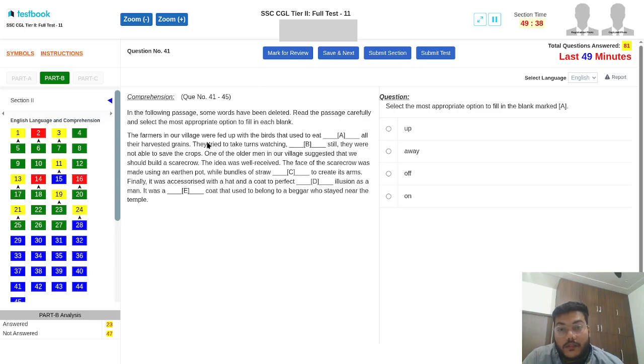The farmers in our village were fed up with the birds that used to eat up all their harvest. Eat up, eat off, eat on. That used to eat up.